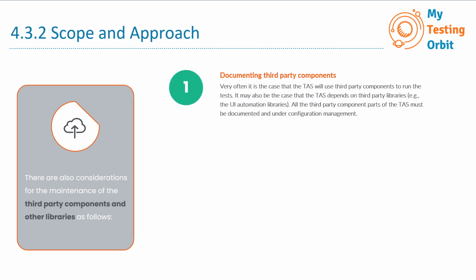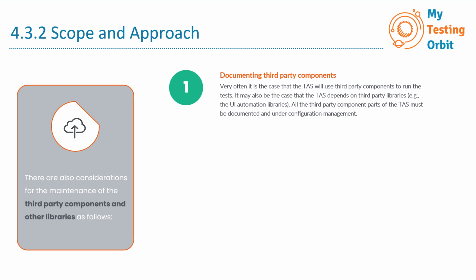Number one, documenting third-party components. Very often it is the case that the TAS will use third-party components to run the tests. It may also be the case that the TAS depends on third-party libraries, for example, the UI automation libraries. All the third-party component parts of the TAS must be documented and under configuration management.